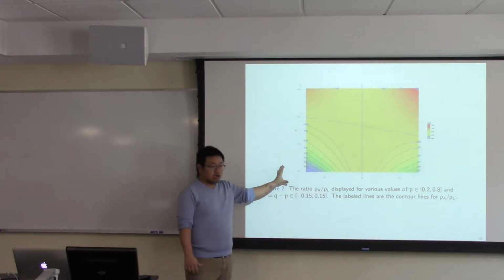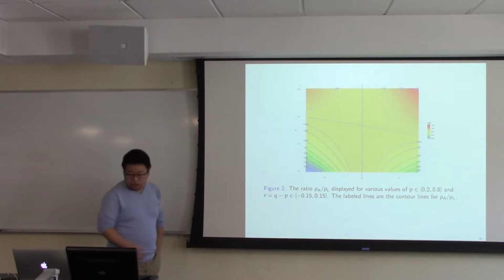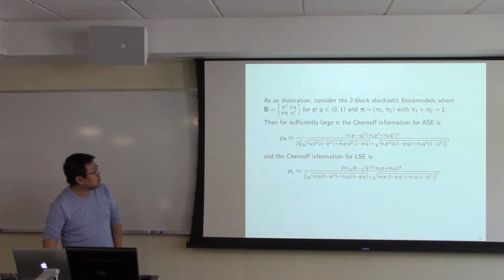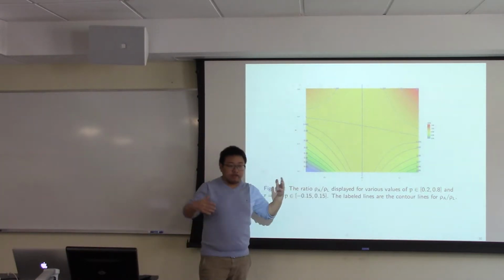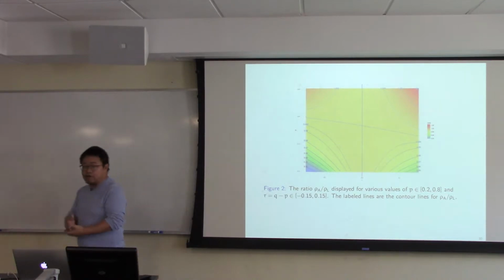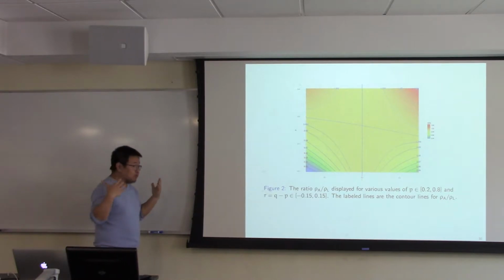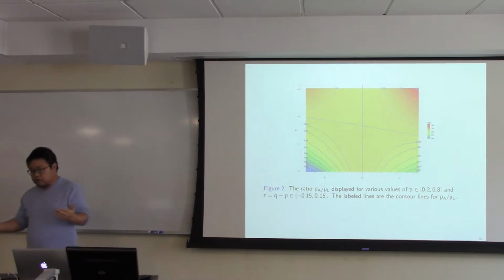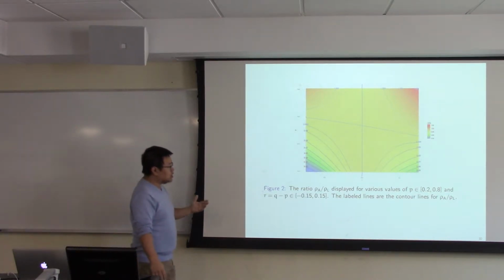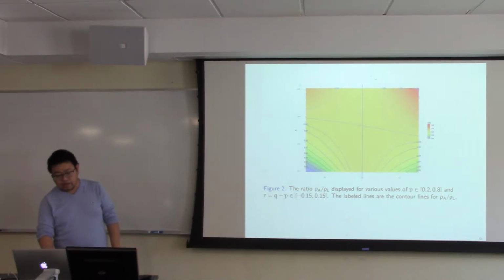And I get this figure here, which displays the ratio of the Chernoff information for various choices of p and q in this one-dimensional but two-block model, a rank one, two-block model. So this is the ratio of the Chernoff information. If the ratio is bigger than 1, adjacency spectral embedding has a smaller large sample optimal error rate. And if the ratio is less than 1, then Laplacian spectral embedding has a smaller large sample optimal error rate. Okay? So we see here that neither method dominates.